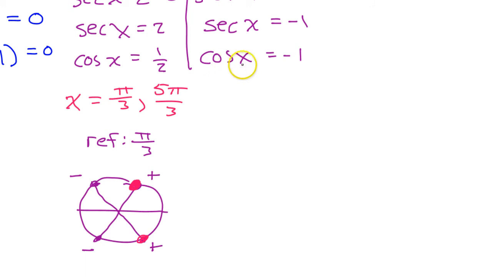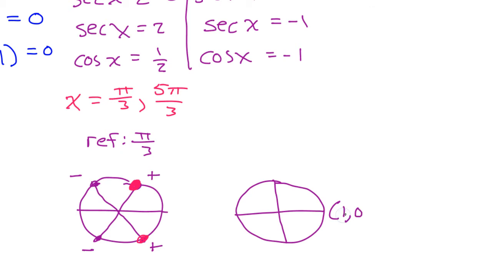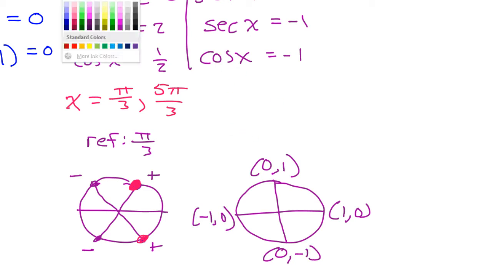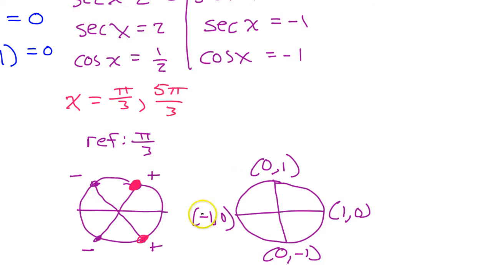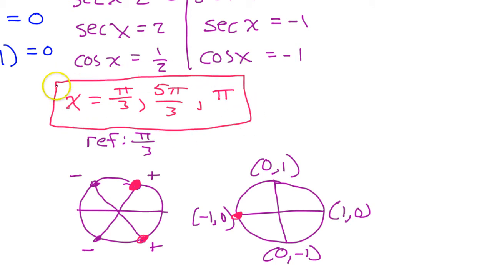Meanwhile, what about this? Cosine x is equal to -1. All right, so here we have (1, 0), (0, 1), (-1, 0), and (0, -1). Cosine is the x value, so we're looking for the places where the x value is -1. There it is. This is the only place where the x value is -1. That's pi. So we'll add one more solution of pi. So these are the three solutions to this problem.